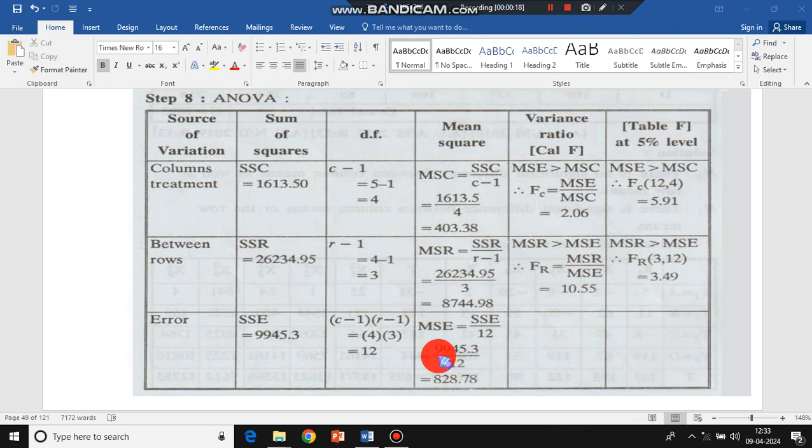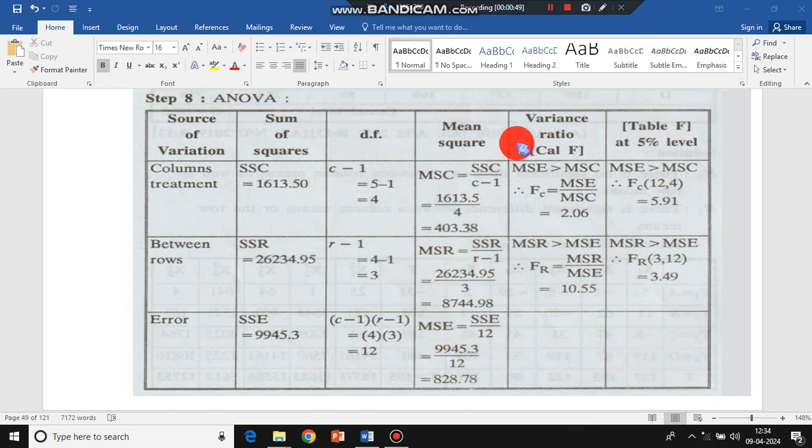SSE is 9945.3. 9945.3 divided by (c minus 1) into (r minus 1), which is 12. If you divide them, you will get 828.78. So now we have calculated the mean square column wise, mean square row wise, and mean square error.